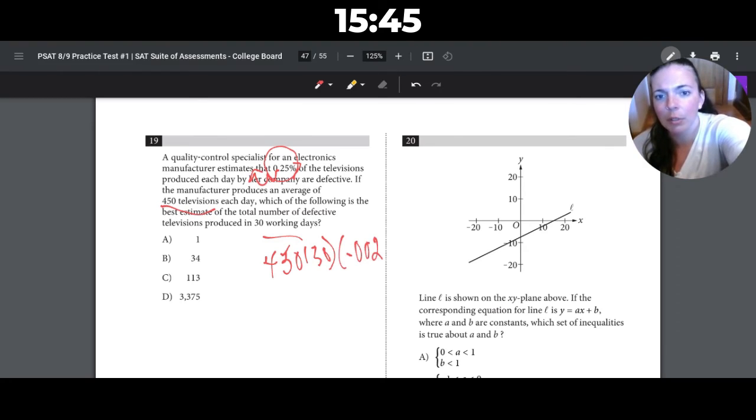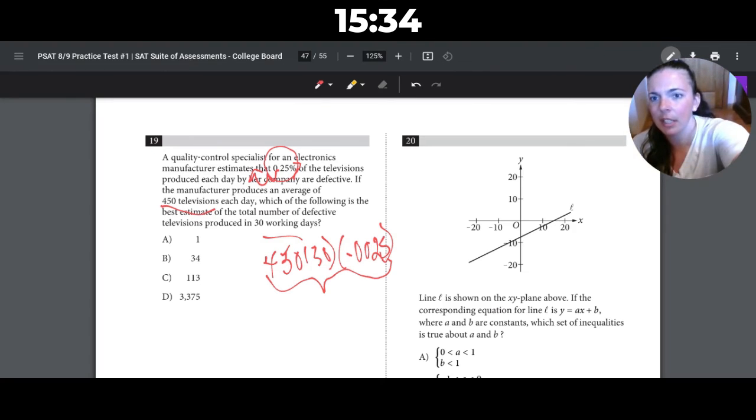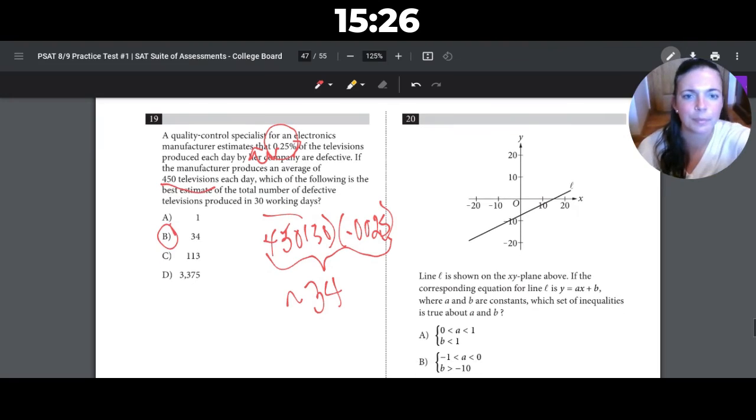So multiply this by 0.0025. So we have to multiply all of this out, and that should give us the number of defective televisions. Okay, number of defective televisions. So 19, it looks like we got to multiply these, and we're going to get about 34. About 34.